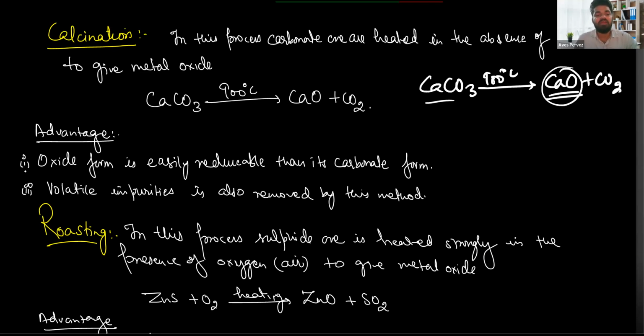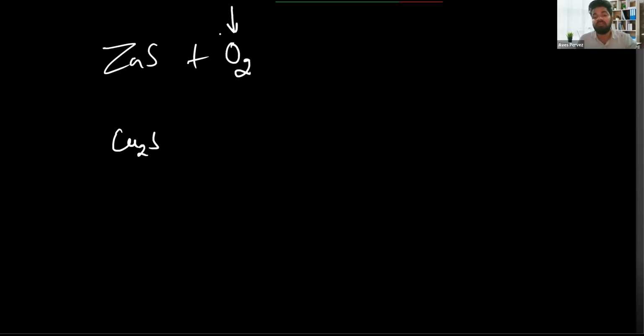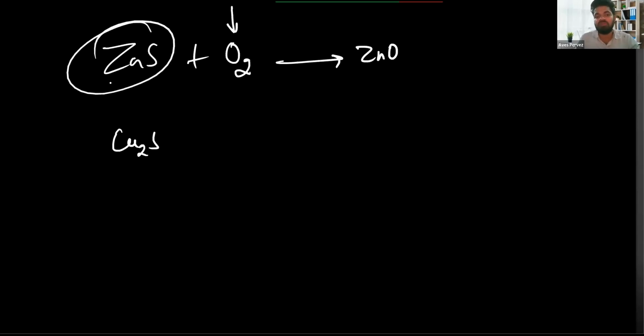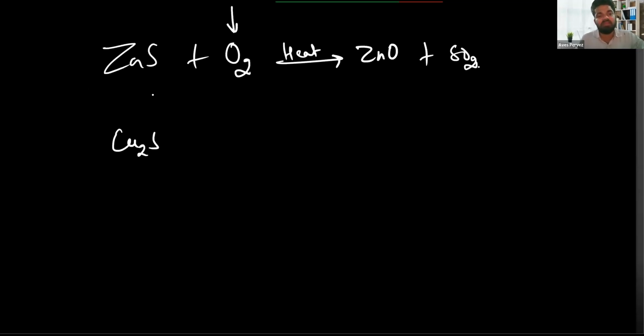Understood? Yes, sir. And what is roasting? Roasting is heating of sulfide ore, like ZnS or Cu2S. If we start heating this, you need to give the temperature and also external oxygen, because you need to convert it to ZnO, and there is no oxygen present in zinc sulfide, unlike in calcium carbonate, where we already have oxygen. So we give external oxygen, heat it at high temperature, and it gives you ZnO plus sulfur dioxide. We can balance it later, but this is the result. When you heat it in the presence of oxygen, it gives you the oxide form.